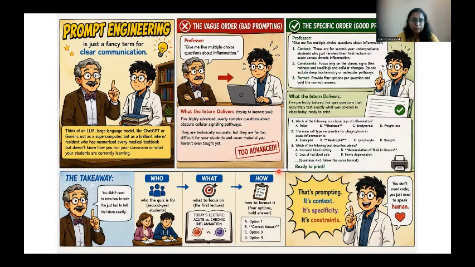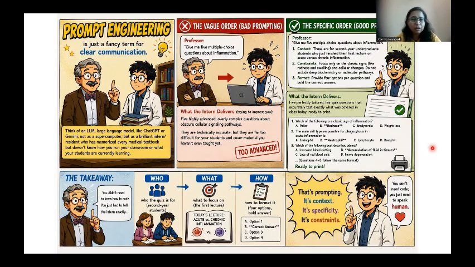Let us take an analogy. So you have something called prompt engineering. It is a very high scientific word, it sounds very high. But if you ask me, it is just a fancy term for clear communication. Let me give you an example. Think of AI or your large language model like ChatGPT or Gemini as a brilliant intern or a resident who has memorized every medical textbook that is there. But he doesn't know how to run your classroom or what your current students are currently learning.